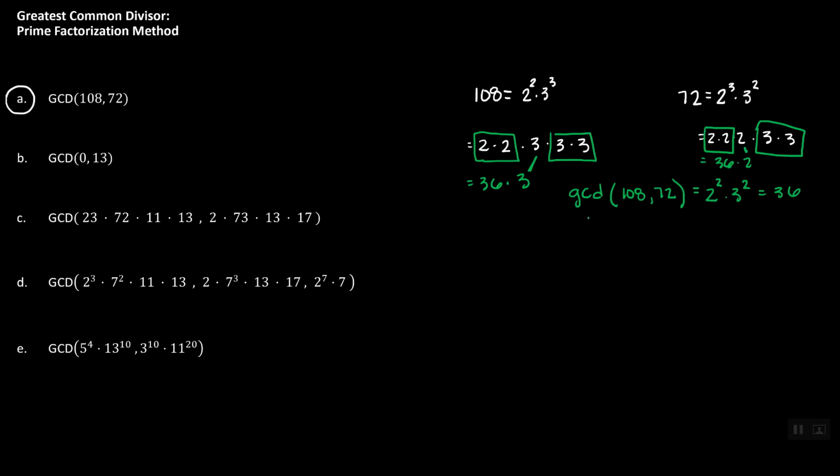So when we write it like this, we can see why sometimes it's called the GCF, because we're looking at greatest common factors. 36 is a factor of 108 because 36 times 3 is 108. 36 is a factor of 72 because 36 times 2 is 72.